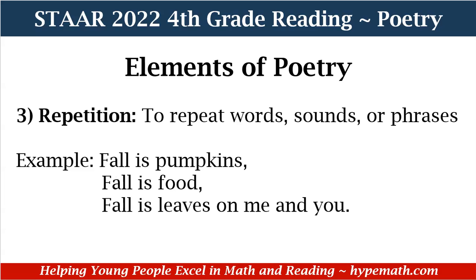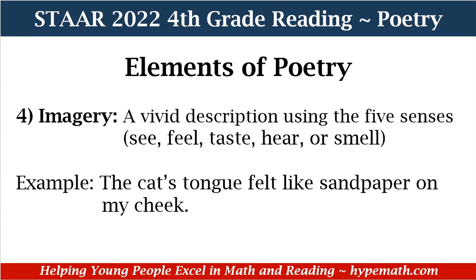Third, we have repetition, to repeat words, sounds, or phrases. Fall is pumpkins, fall is food, fall is leaves on me and you. In our example, you notice that we are repeating the word fall. Next, we have imagery, a vivid description using the 5 senses, which are see, feel, taste, hear, or smell. Our example is, the cat's tongue felt like sandpaper on my cheek. That was rough.